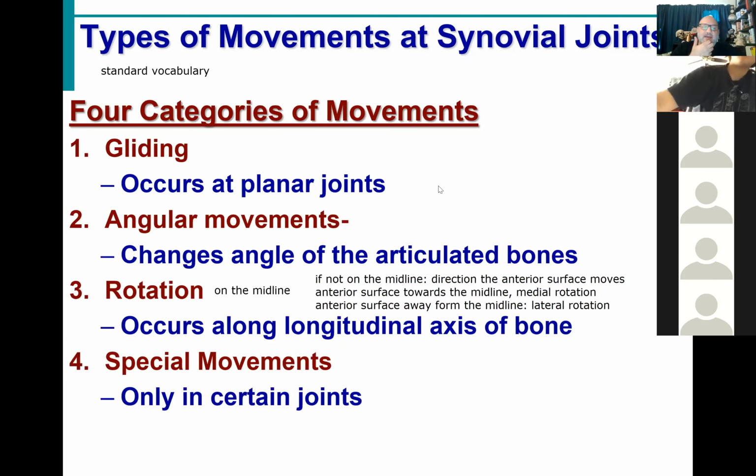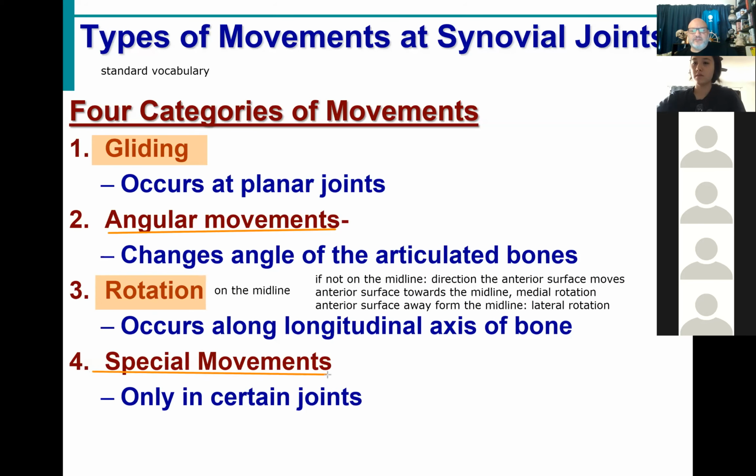And then lastly, we have our special movements. These are ones that occur only at specific joints. We've already talked about one of these, the opposition of the thumb, and we will talk about some more as well. I think we understand what gliding is, and now we understand what rotation is. So what we need to do is focus instead on our angular motions and our special motions. Those are the ones that we're going to identify and give names to.